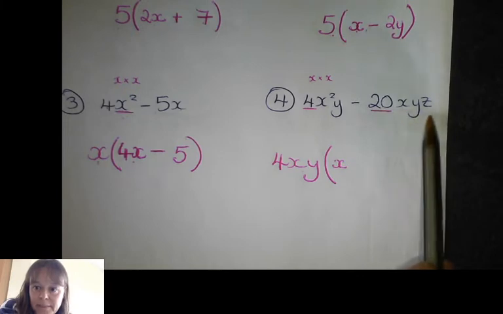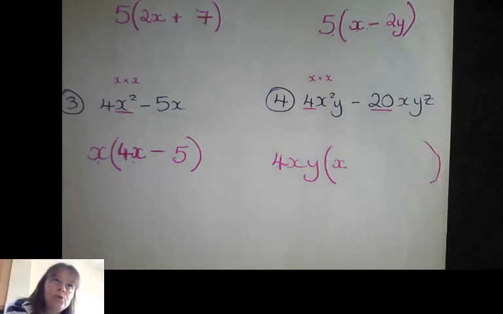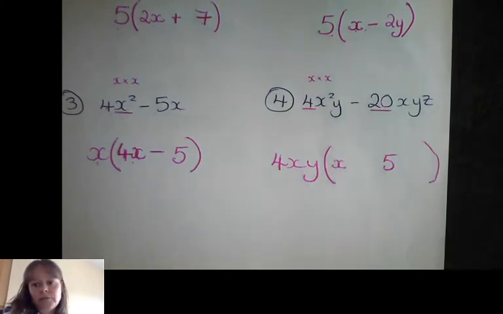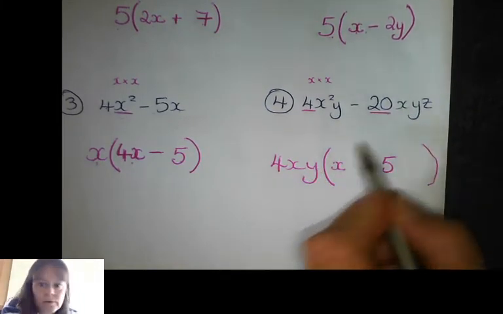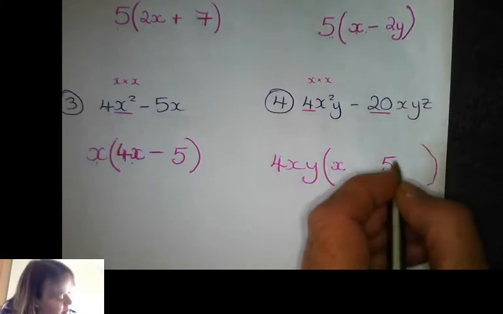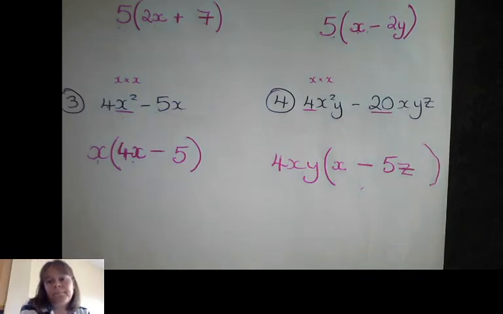Now let's look at this bit. I need 20. Well, I've got 4, so 4 times 5 makes 20, so I'm going to put 5 there. I've got the x, I've got the y, but I haven't got this z, so let's put that z in there as well. And I'll need a minus sign because of that.